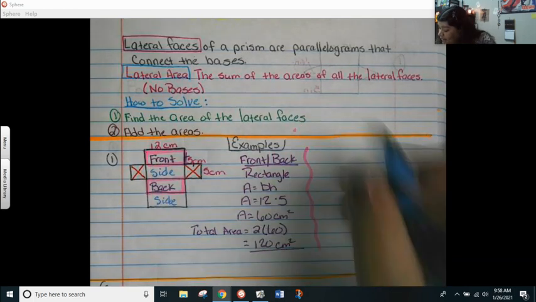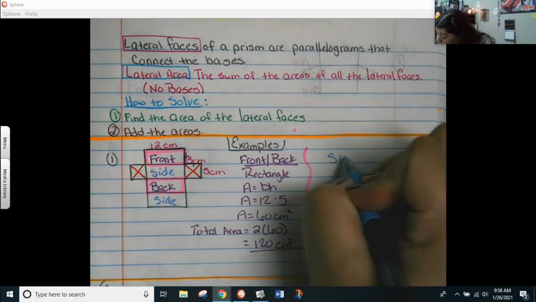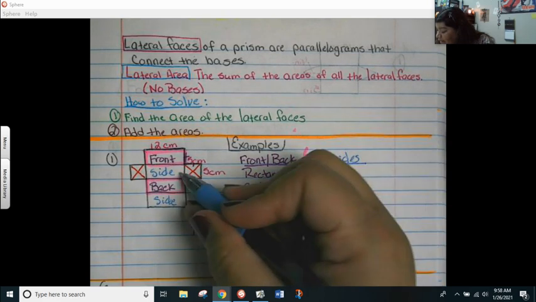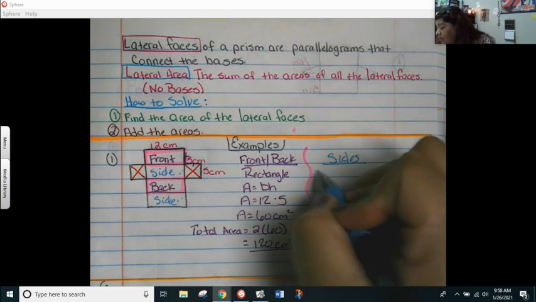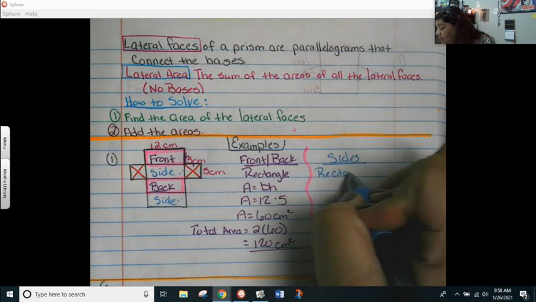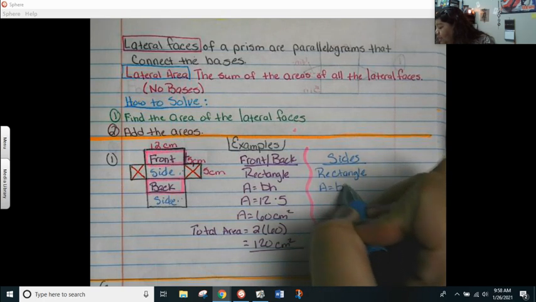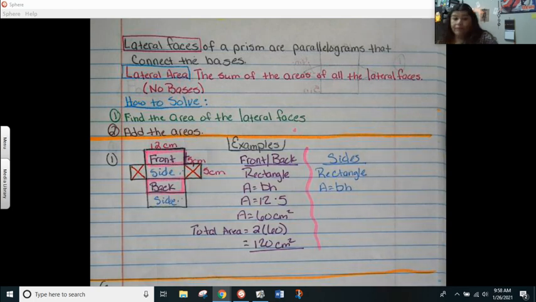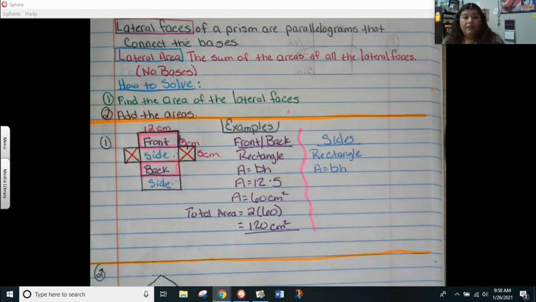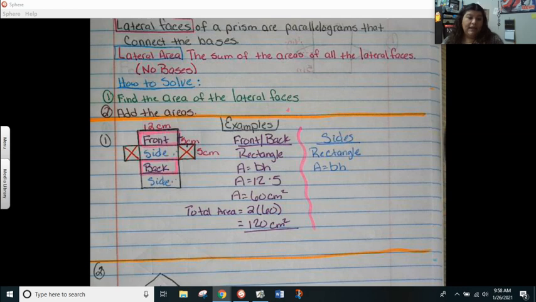Now we have the sides. And we have two sides, and if I'm looking at them here, they are also rectangles. So go ahead and write rectangle. And go ahead and write the formula you know, okay? Got it? Rectangle is base and height.